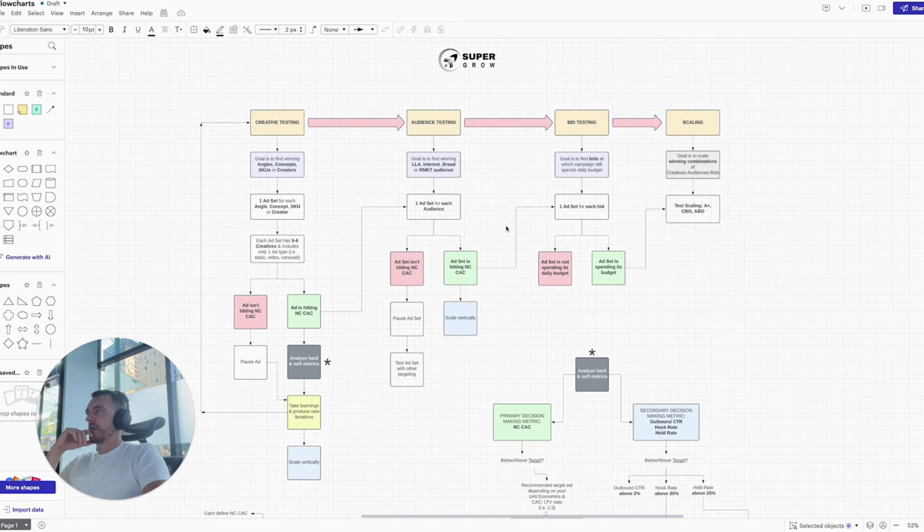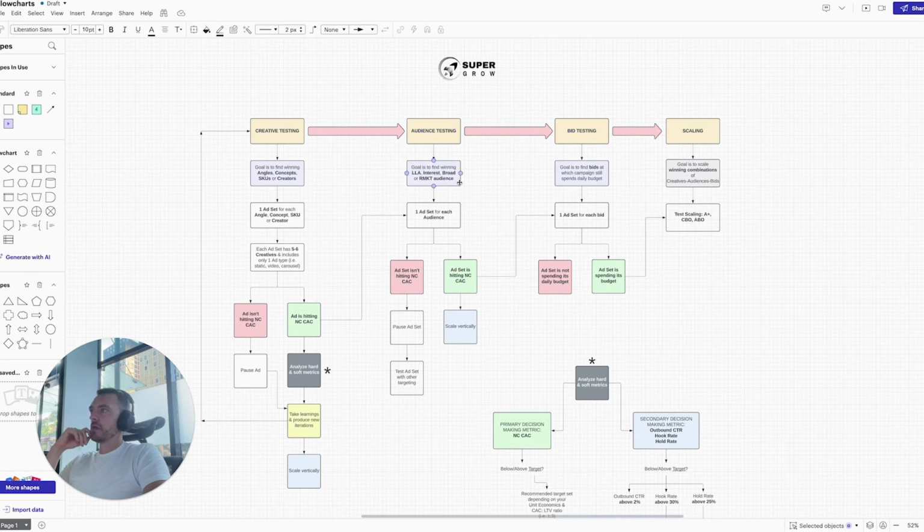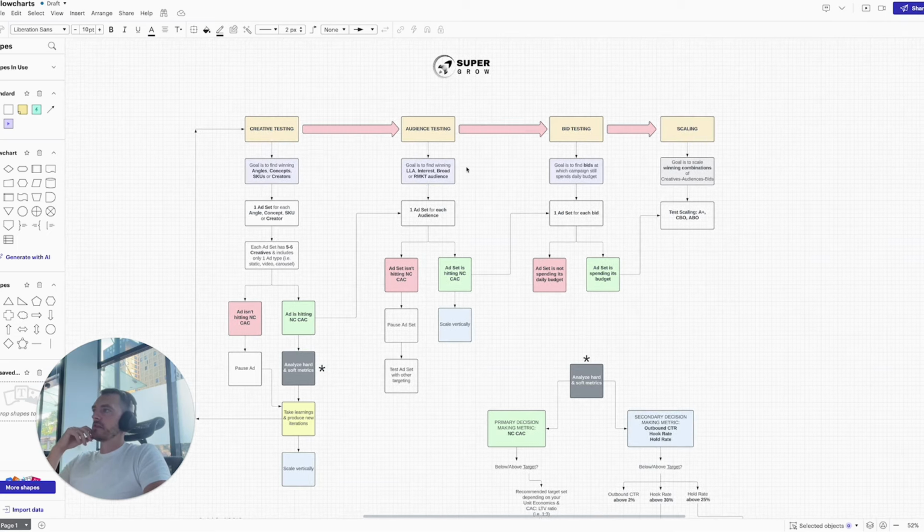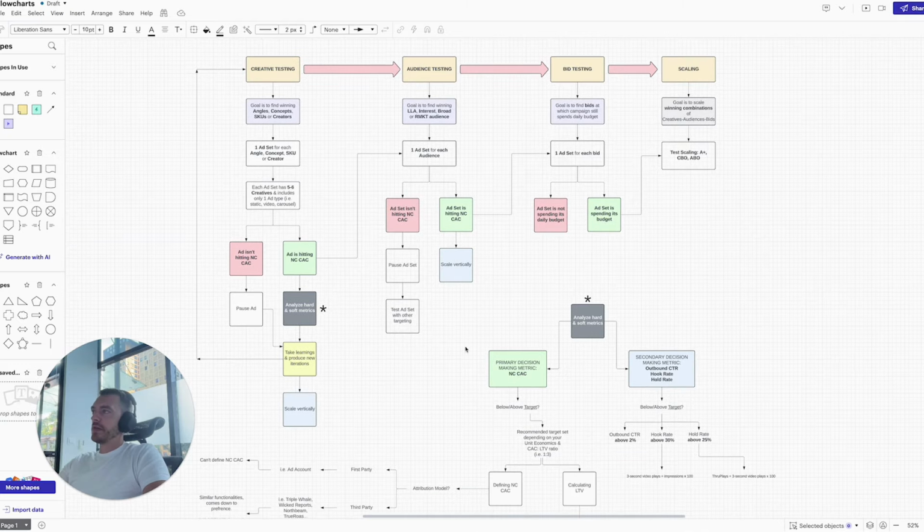So audience testing. The goal is to find a winning lookalike, interest, broad, or remarketing audience. Again, I would take a winning ad or winning batch of ads from the initial phase and have one ad set testing one audience, if that makes sense. We always want to isolate the variables that we're testing and not convolute. Again, hitting NCCAC, not hitting NCCAC. If it's not hitting the NCCAC, then you can potentially test another lookalike, another interest, another broad audience. When I say another broad audience, I mean like only males or only females.